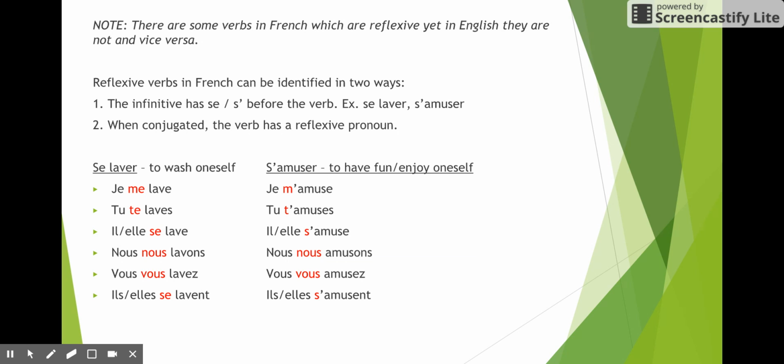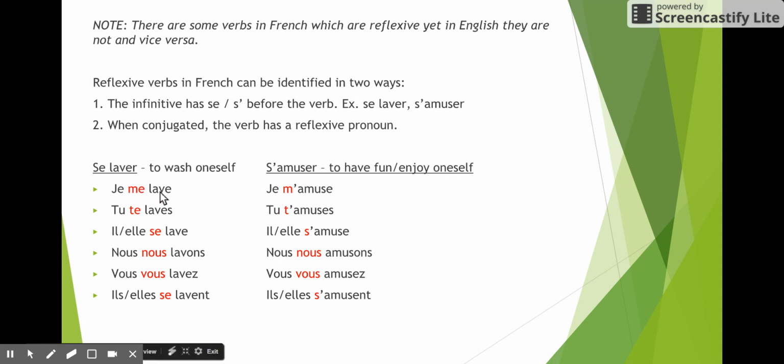Now here is where we have to be careful, because if a verb is reflexive in French, it might not be reflexive in English. So in English, we usually say to have fun. There's nothing reflexive about it, but you might find it easier to think about it as enjoying oneself. That is reflexive. S'amuser.